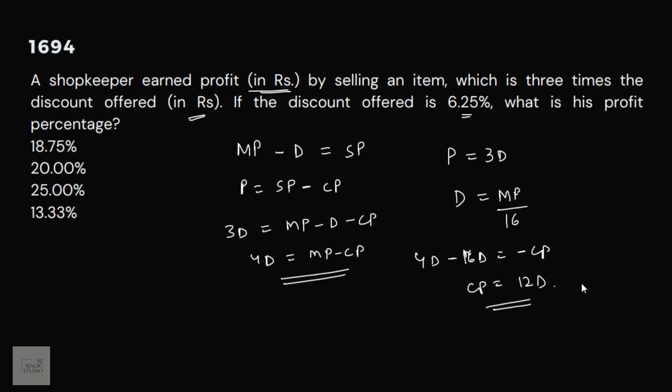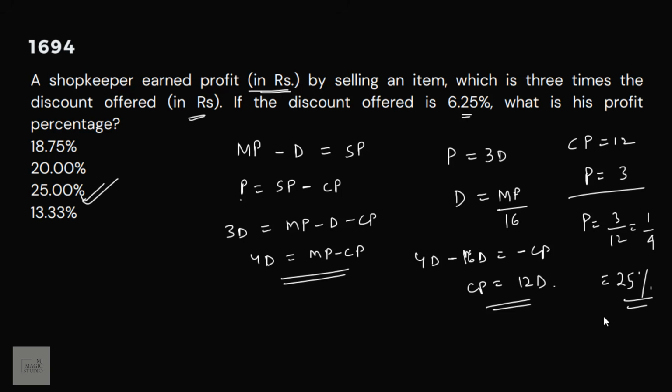What is his profit percentage? If I take D as 1, cost price is 12. Now since D is 1, P is equal to 3 times the discount. That means profit is 3 into 1, 3. Then what is this profit percentage? Profit percentage is 3 by 12, that is 1 by 4 or 25%. Option C fits in.